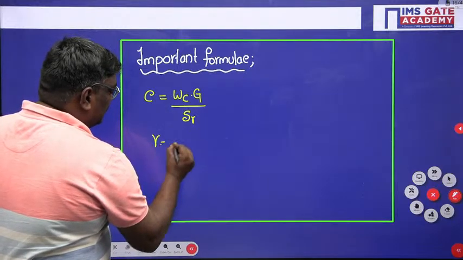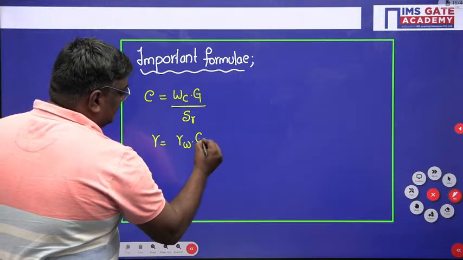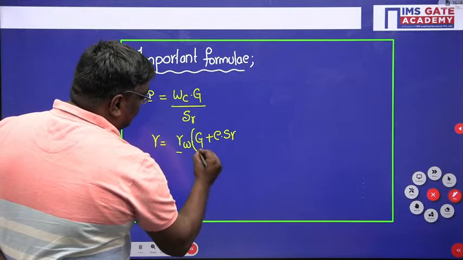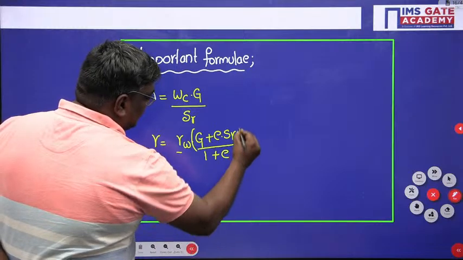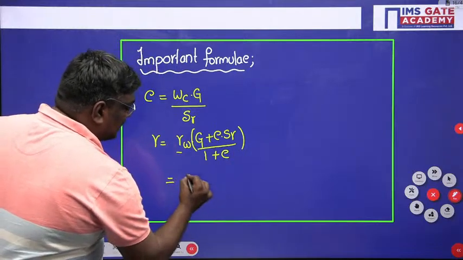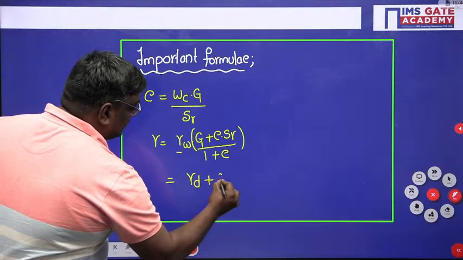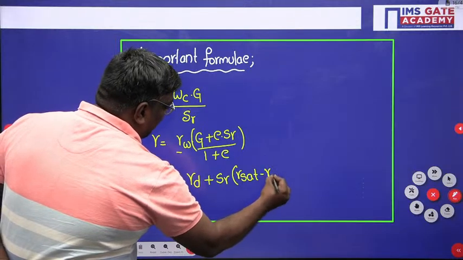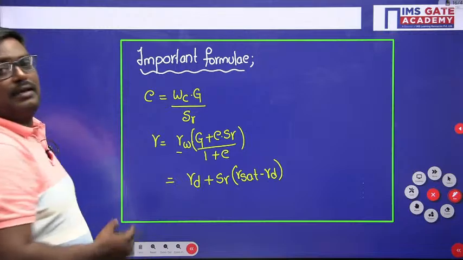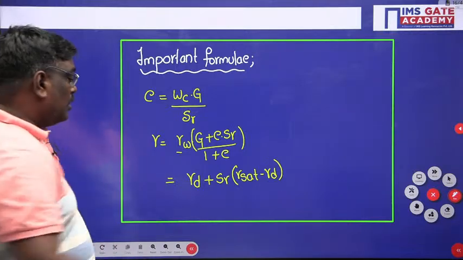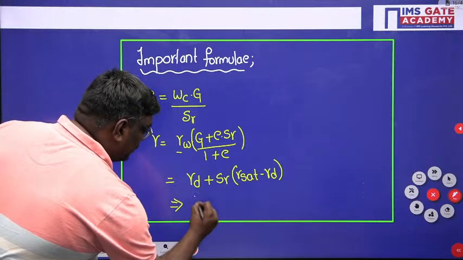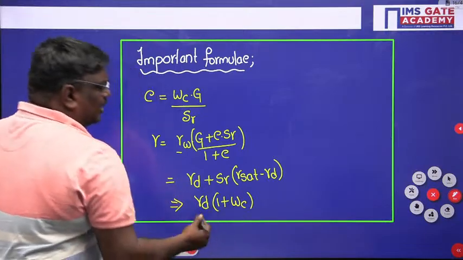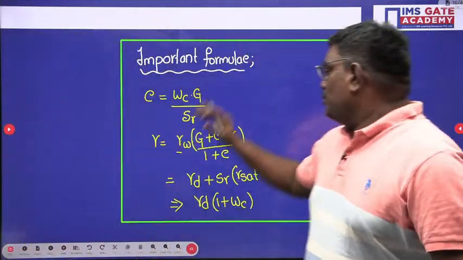Gamma is equal to gamma_w into (G + e S_r) upon (1 + e). Similarly, gamma can be written as gamma_d + S_r (gamma_sat - gamma_d). And we have written gamma_d is equal to gamma upon (1 + w), or you can write gamma_d into (1 + water content). Or you can write in another equation also. I hope you are clear with this.